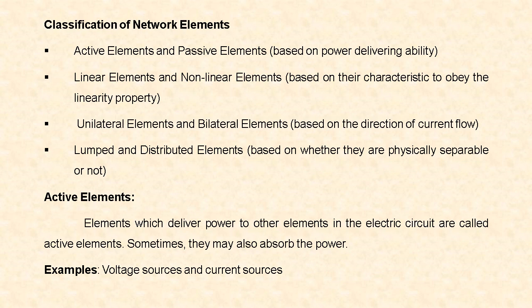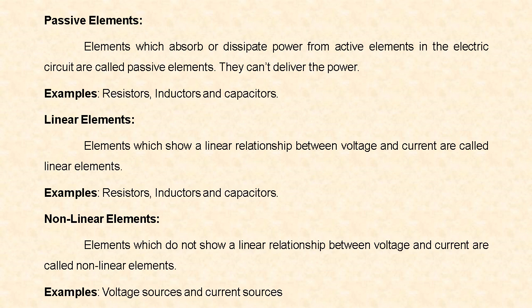First, we will see what are active elements. These are elements which can deliver power to other elements in the network or electric circuit. They sometimes can also absorb power from other elements. Example: voltage sources and current sources. Next, passive elements. These are the elements which absorb power from active elements, or sometimes they dissipate power in the electric circuit. They can't deliver power. Example: resistors, inductors and capacitors.